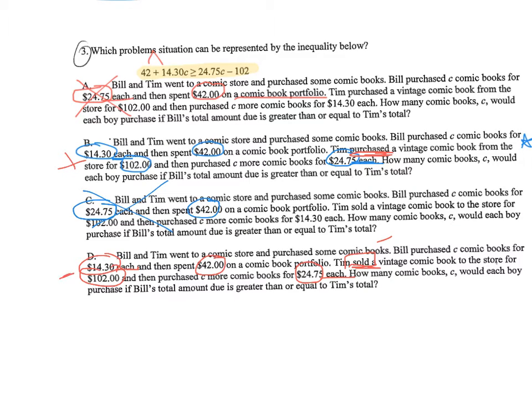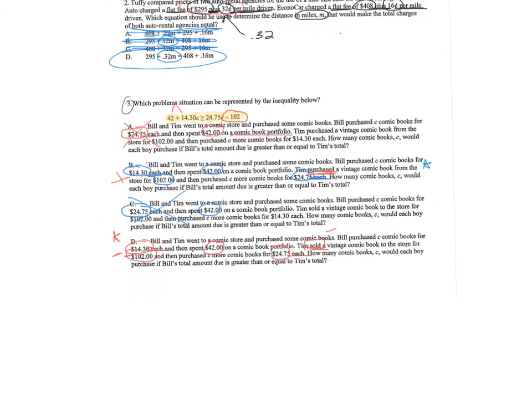So D is going to be our answer because in the problem we have minus $102, not plus $102. So minus $102 suggests you're getting rid of something. So in this case, it would be the $102. So it's D.